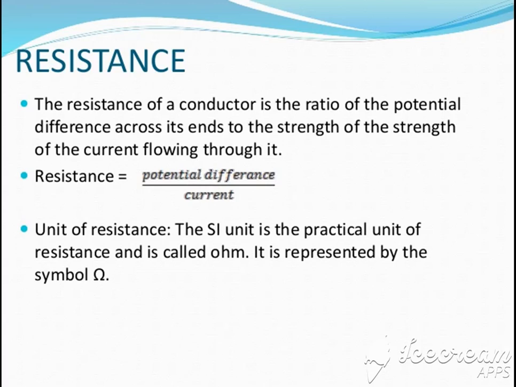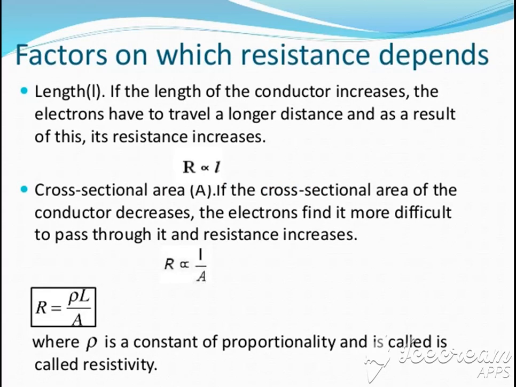Now what are the factors on which resistance depends? The first factor is length. The more the length, the more the collisions. So it is directly proportional to length, that is R is proportional to L. The second factor is cross-sectional area. The narrower the conductor is, the more collisions there will be. So R is inversely proportional to the area of cross section.